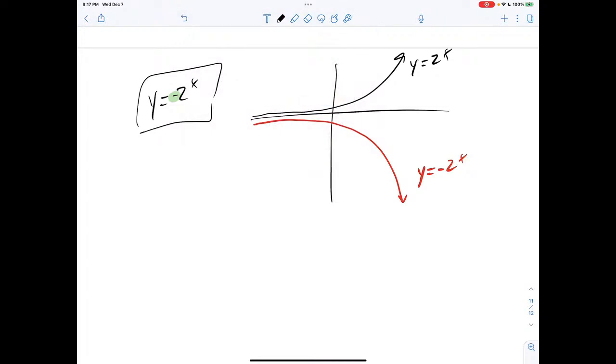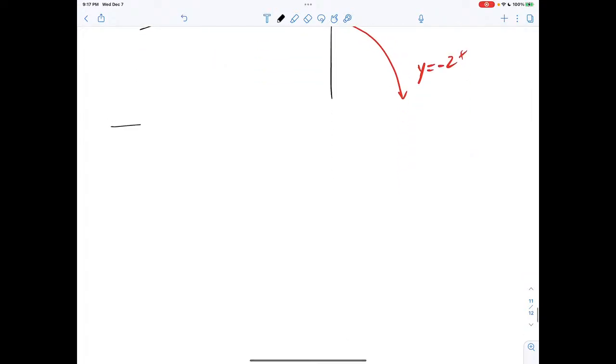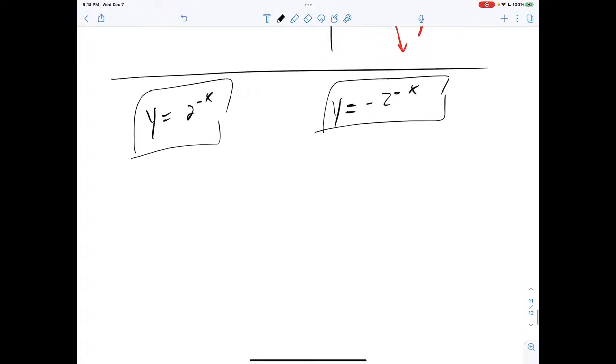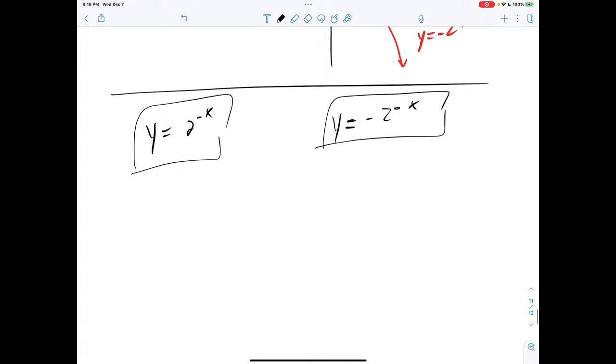Is that okay? And then you could ask, okay, well, what would this look like? Can you graph this? And then did you want to try that? Yes, very good. That would be a flip.